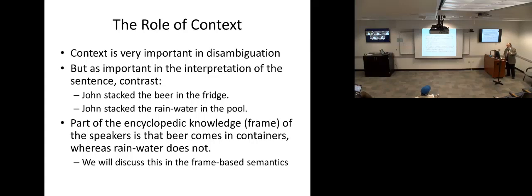By the way, the difference between a sentence and an utterance is that an utterance is a sentence in context. So you can write that down for later when we talk about pragmatics.